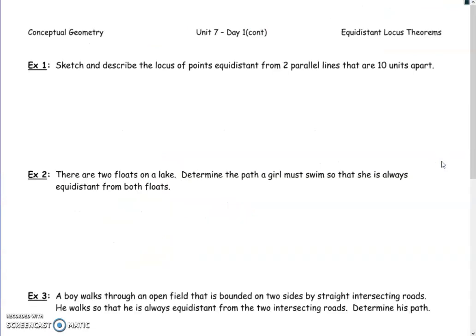Now let's take a look at some examples. The first one says, sketch and describe the locus of points equidistant from 2 parallel lines that are 10 units apart. So not only do you have to sketch and describe, but you have to also draw the given information. The given information in this case will be the 2 parallel lines 10 units apart. That's how you start. Generally what we like to do is make our given information solid lines, and then the locus is dashed. So I've got 2 parallel lines and they are 10 units apart. I kind of use a brace to represent them like that. That's 10.